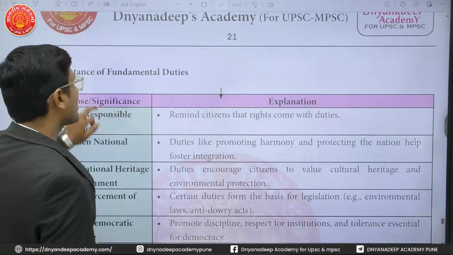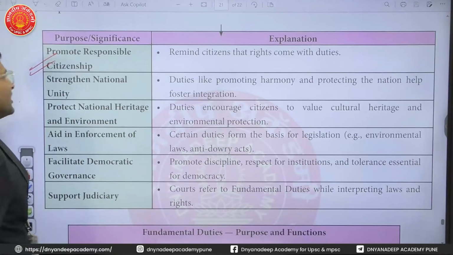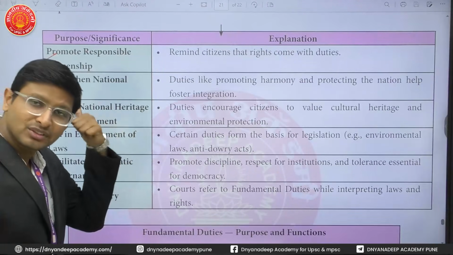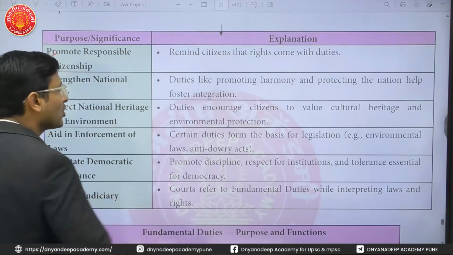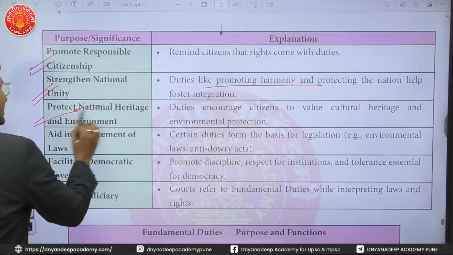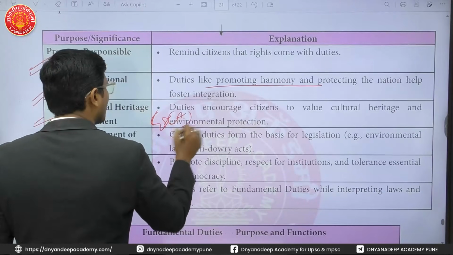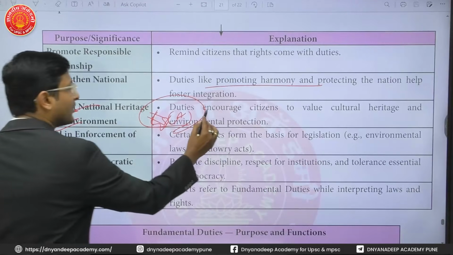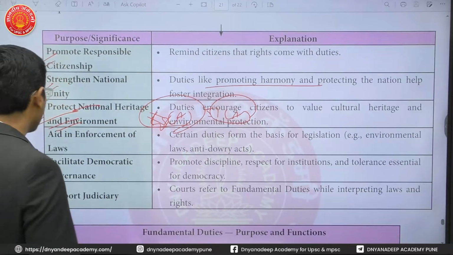First, the importance or significance of the fundamental duties. Of course, it is important for promoting responsible citizens, because now citizens have duties, so it makes them responsible. It strengthens national unity, because it asks for promoting harmony. Then, protecting national heritage and the environment. Article 48A of the Constitution talks about protection of the environment. Then, Article 51A also gives a duty to the citizen for protection of the environment.